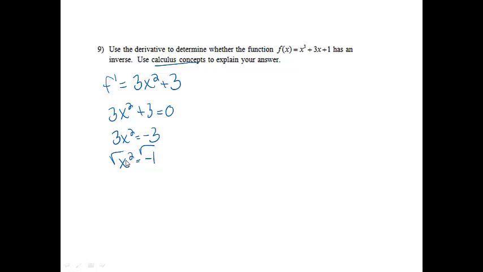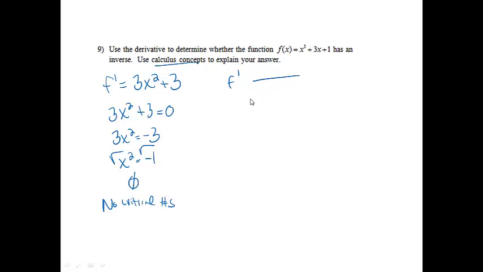If I try to square root both sides, I can't take the square root of negative 1 and get a real answer. So there is no solution, which means there are no critical numbers. I'm still going to make my f prime chart. So if I make my f prime chart, there are no numbers to put on it, so I'm just going to test anything into the derivative.